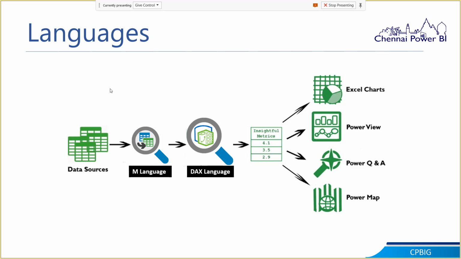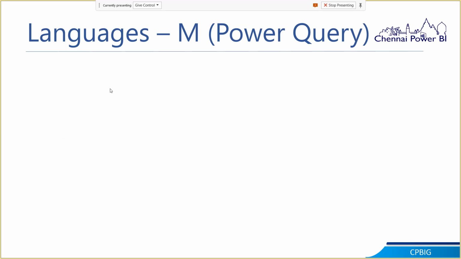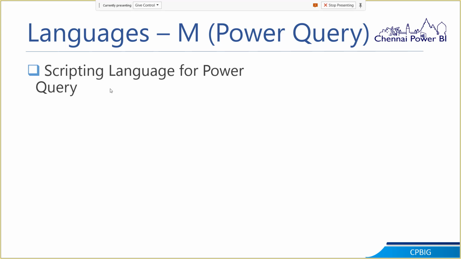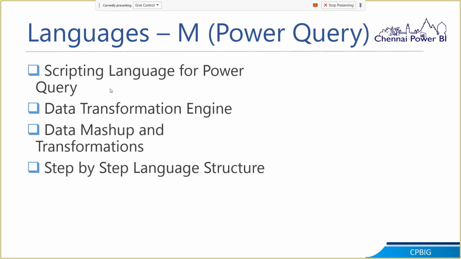So you need to know these two languages. I'll be covering the basic concepts about M language and DAX language. Let us talk about languages. First one is M, or Power Query language. It is a scripting language for Power Query. It is going to run on top of the data transformation engine.